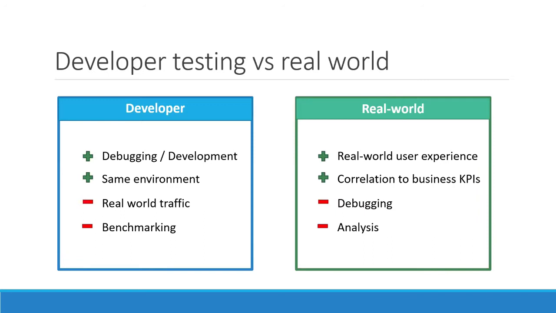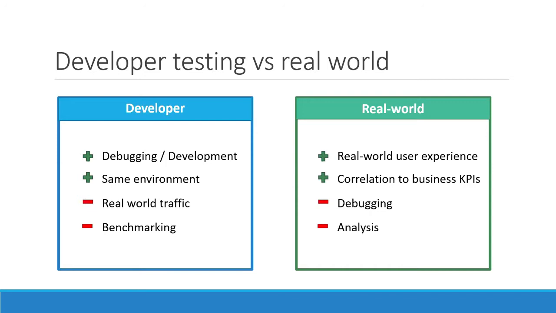So now that we talked a bit about performance and what performance is not, we need to test it. There are two ways of testing performance. One is called developer testing, or synthetic testing, or user testing, and the other one is real world testing with real users. Both of these approaches have their advantages and disadvantages.